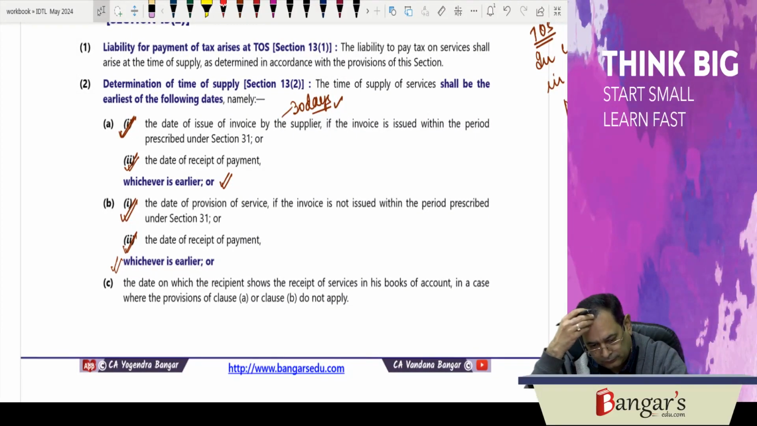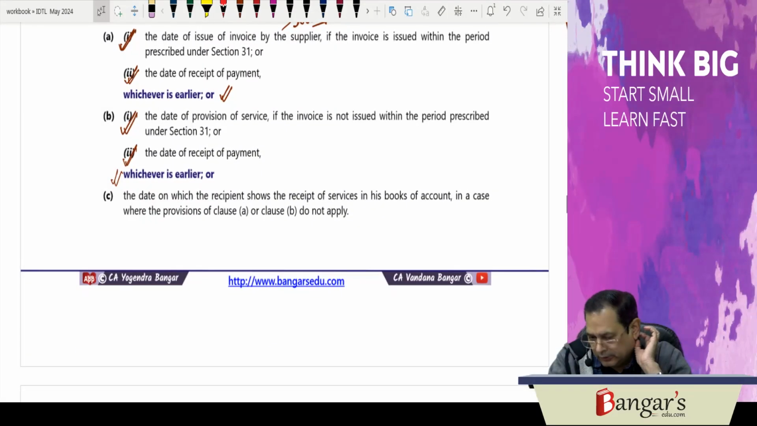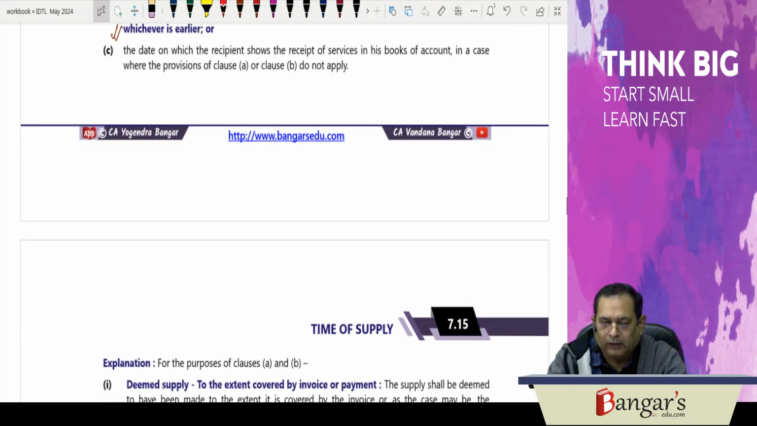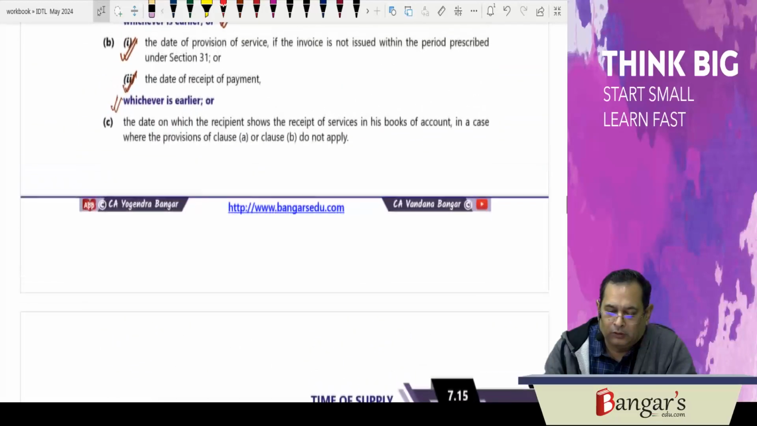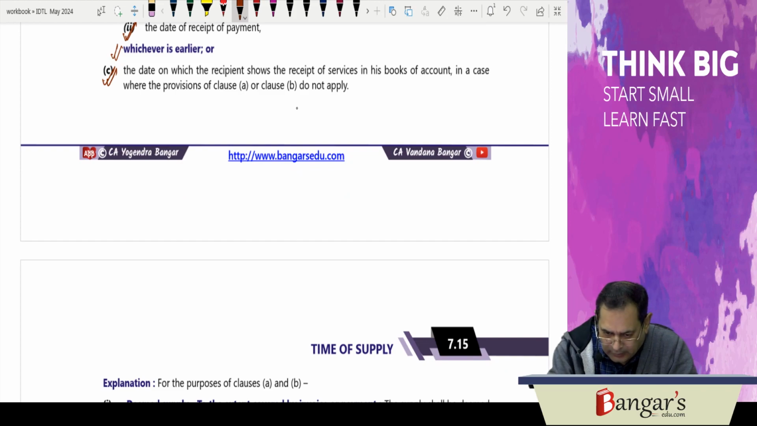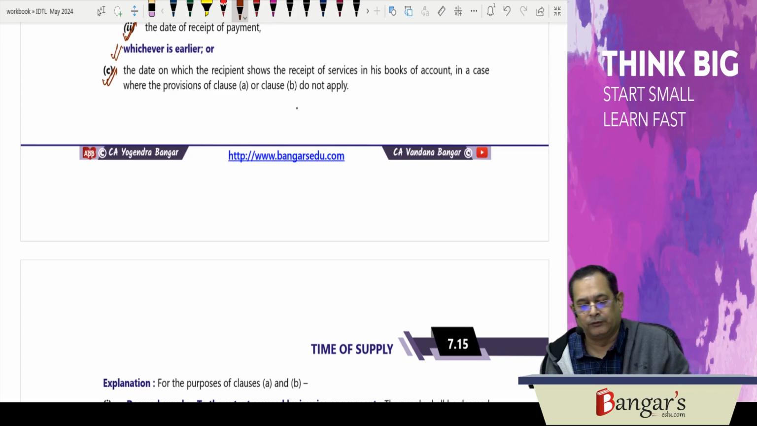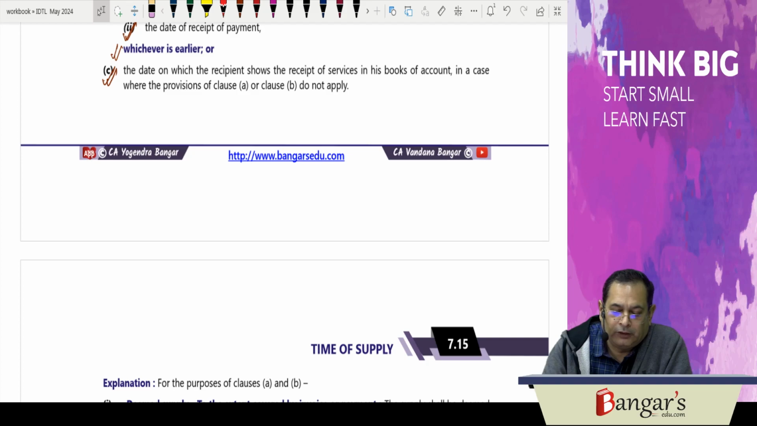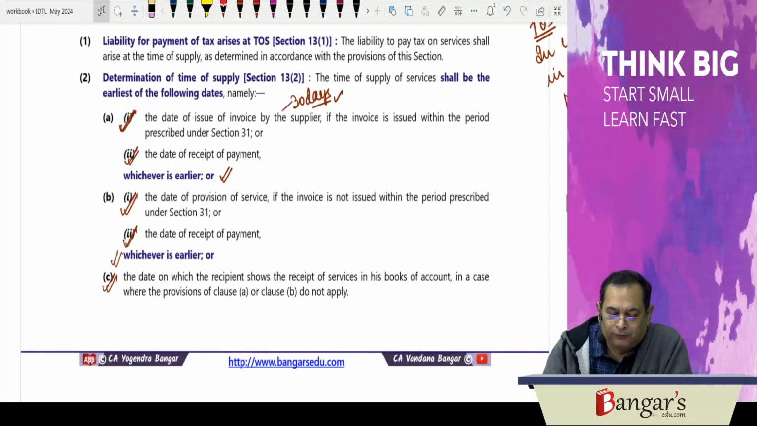And the date on which the recipient shows the receipt of services in books of accounts, in case where provisions of clause A and B do not apply. If the provisions of clause A and B do not apply, it is the date on which the recipient shows the receipt of services in the books of accounts. So it is under forward charge mechanism.